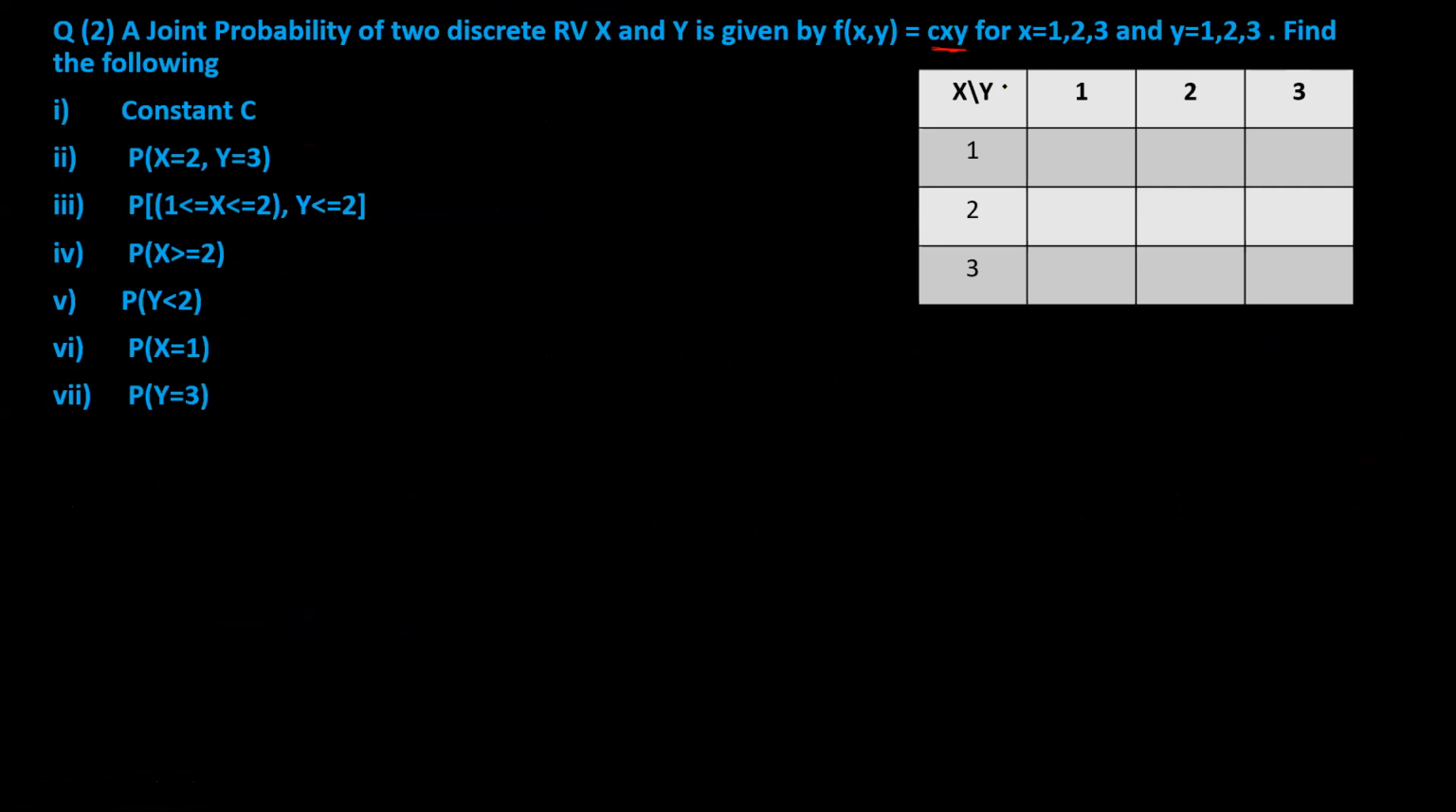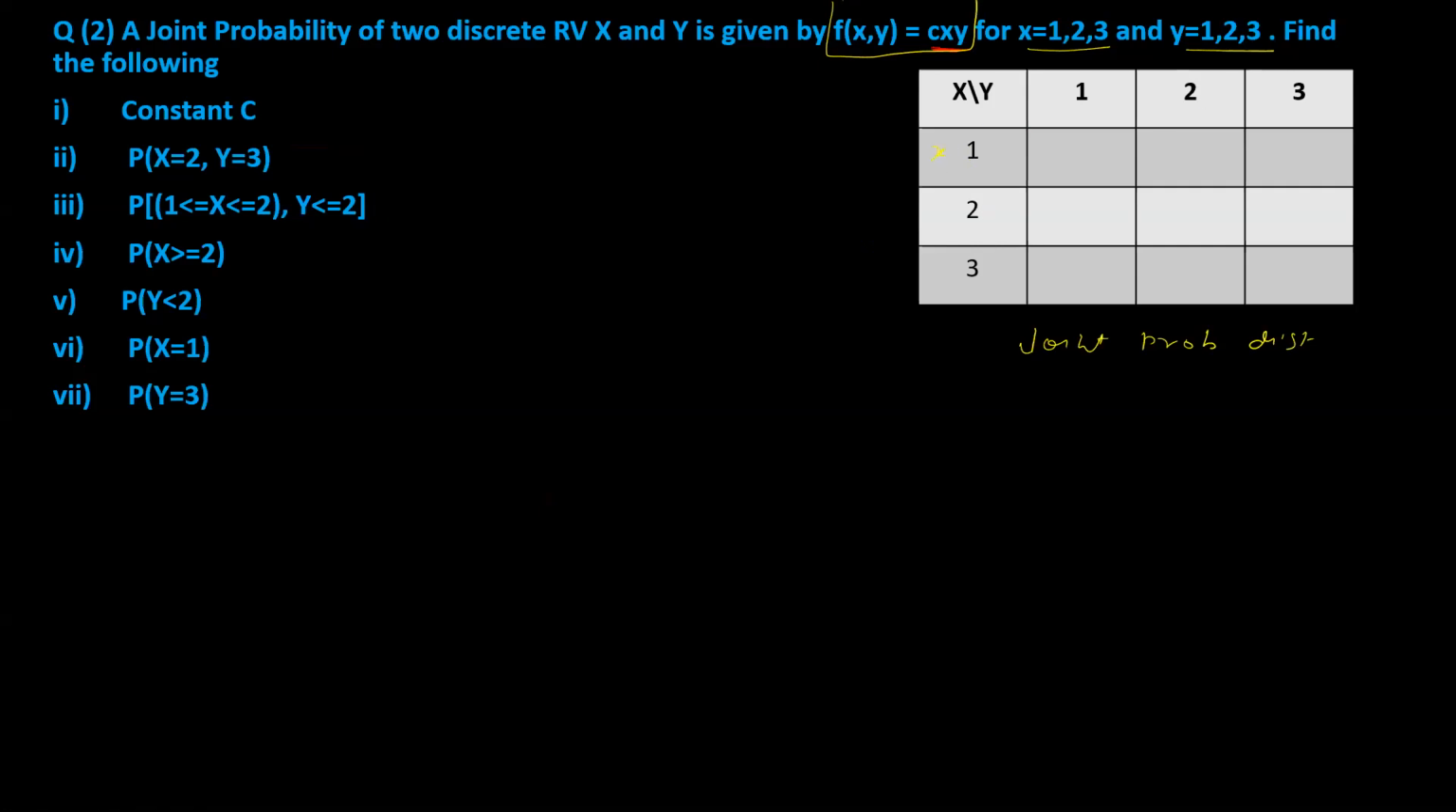All right. For x equal to 1, 2, 3 and y equal to 1, 2, 3, find the following. Before answering the following question, I have to first find the joint probability distribution. How will I find it? By f of xy, which is c times xy, given. If you look quickly into the table, the x value also takes 1, 2, 3 and the y value also takes 1, 2, 3.